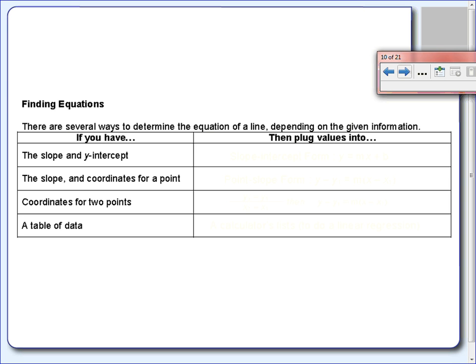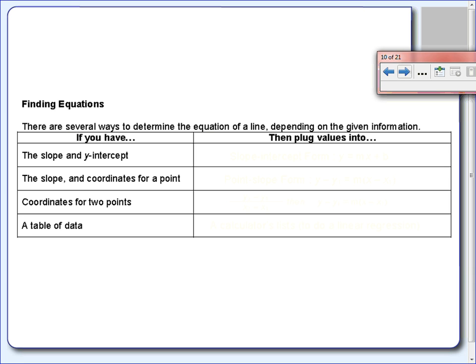Going on to the next page. Here it says there are several ways to determine the equation of a line depending on what you are given. So, a big portion of your assignment today and a big portion of that test we've got coming up next week is going to revolve around this next part here. So it's very important that we pay attention to this next part. It says that if you have this information, then plug in values into what?